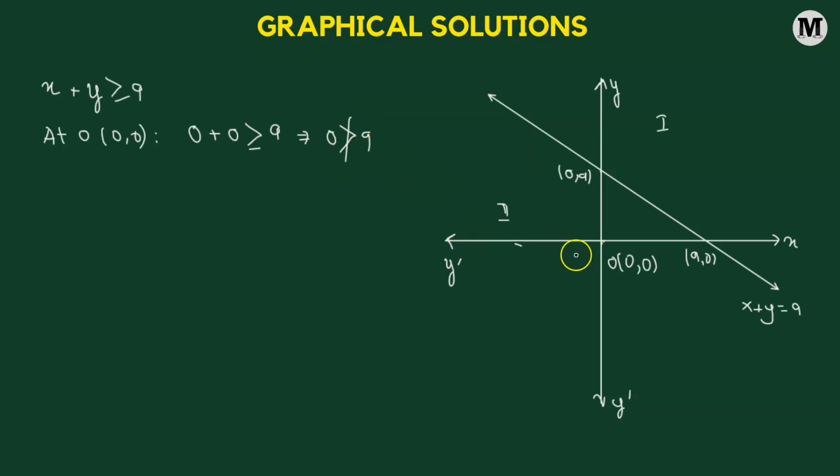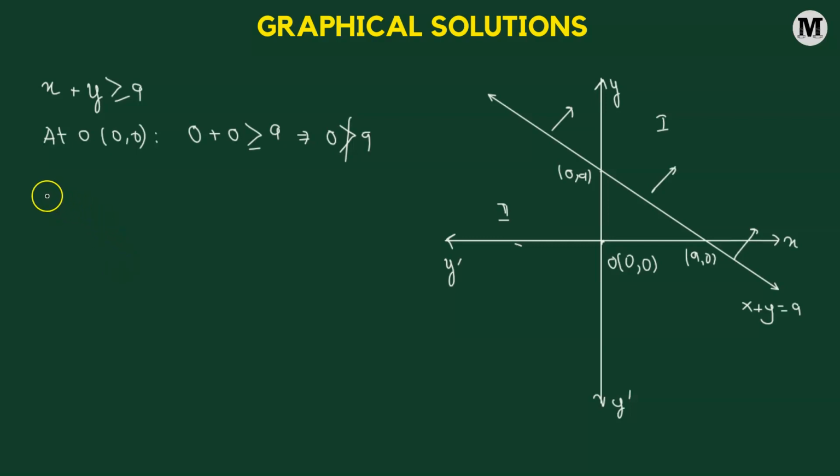This only means that region number 2, which contains the point (0, 0), is not going to be a part of the solution for the inequality x + y ≥ 9. We only have to consider region number 1. So any point that we pick from region number 1 is going to satisfy the inequality x + y ≥ 9.